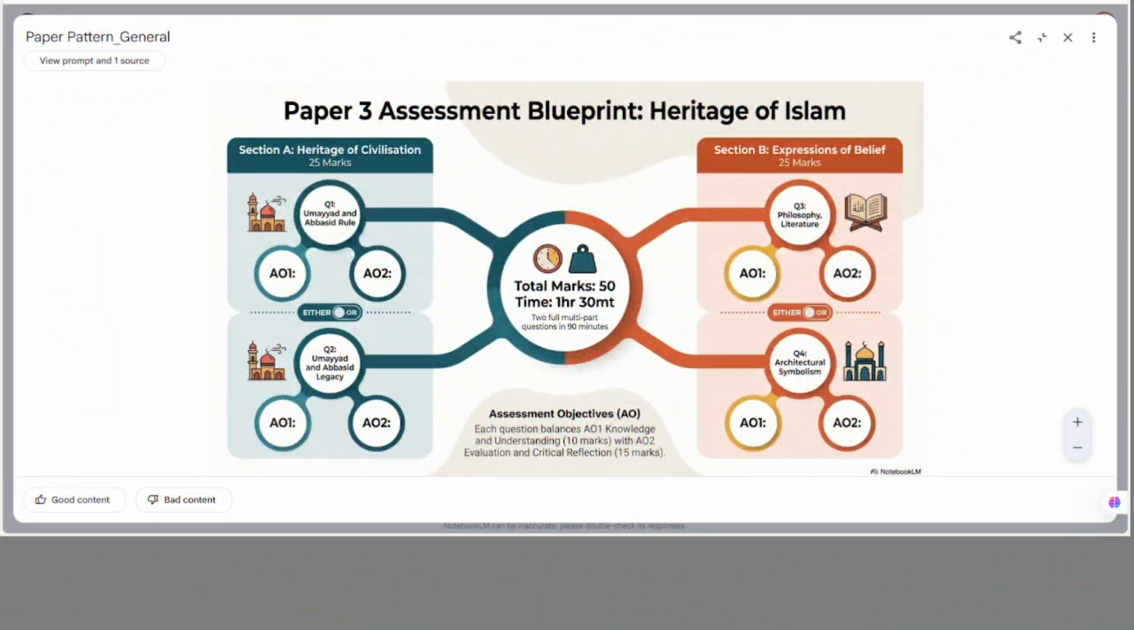The time given will be 1 hour 30 minutes, meaning 90 minutes, where you have to allocate more time to the AO2 questions. Maybe 30 minutes for the AO2 question, because they are tricky and definitely lengthy. And AO1 maybe 20 minutes, or less. So this is all up to you how you manage the time.